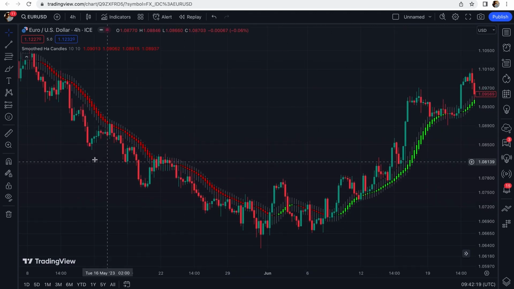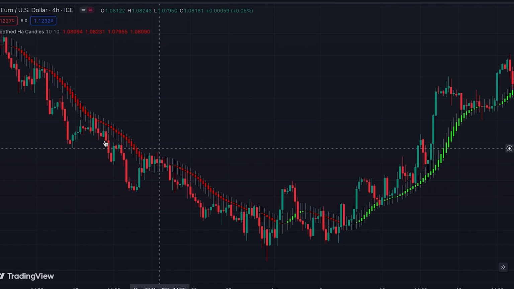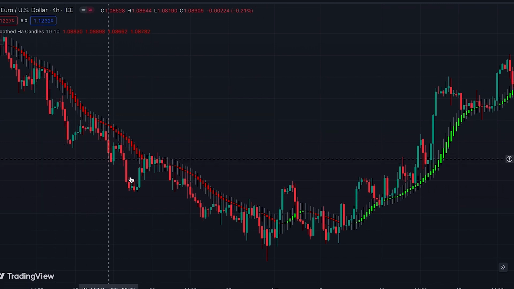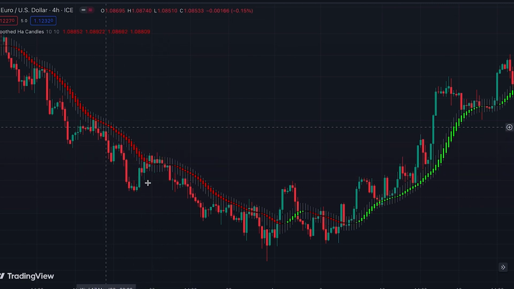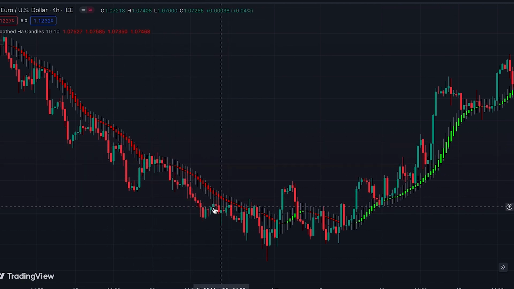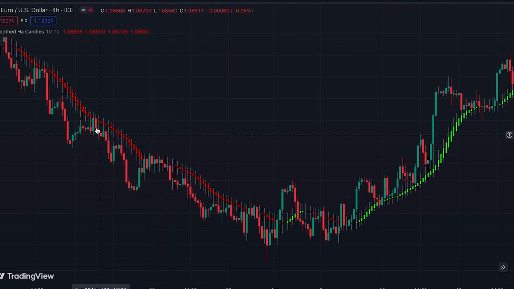Until now, we know that when the Heikin Ashi candles are red and the price is fluctuating below the Heikin Ashi candles, we are in a downtrend. In this situation, when the price touches the Heikin Ashi candles or even goes above that, it shows that possibly a pullback is forming on the price chart. And when the price starts falling from the Heikin Ashi candles, we can enter a short position.